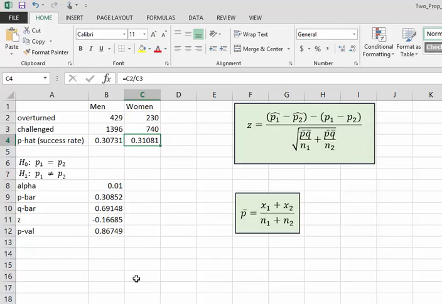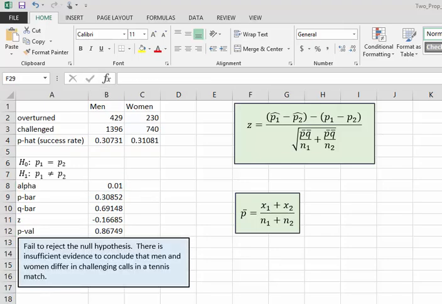If their proportions are in fact equal, then it was very likely to see this small difference in the two samples that I saw. That's what our p-value is telling us. So we're going to fail to reject H naught because our p-value is significantly larger than alpha, right? So we'll go ahead and note that in this case, failing to reject the null hypothesis means that there's insufficient evidence to conclude that men and women differ in challenging calls in a tennis match.